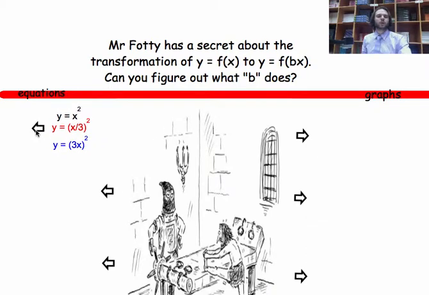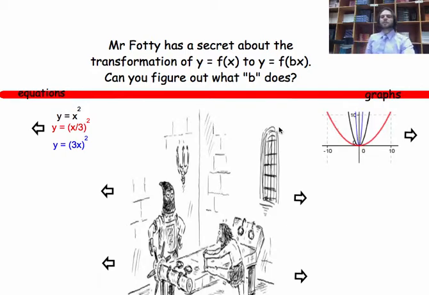Here are my two equations. Notice x is getting replaced with x over 3 for the red, and for the blue, 3x. And these are what their graphs look like. So there's my original graph, x squared. Here's my red graph if I replace x with x over 3. And here is my blue graph. Maybe now you have an idea of what b is doing to the graph.